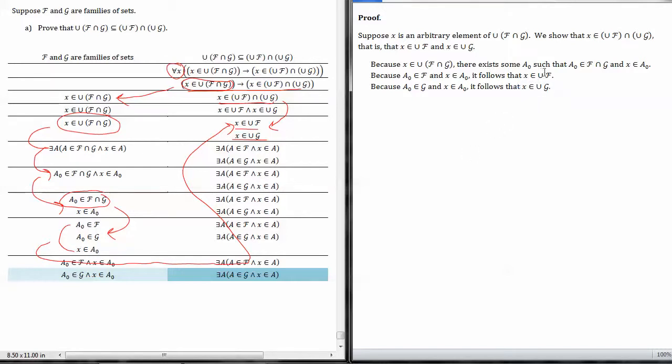Okay. And those two conclusions, that x is in these two unions, were exactly what we said we were trying to prove. So we're done.